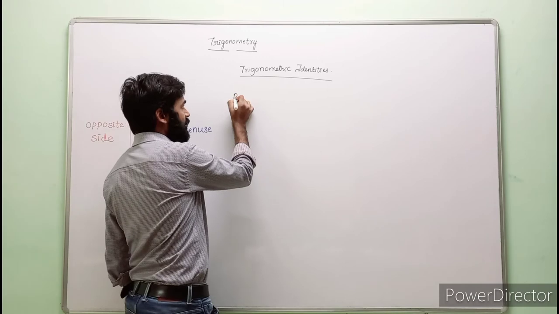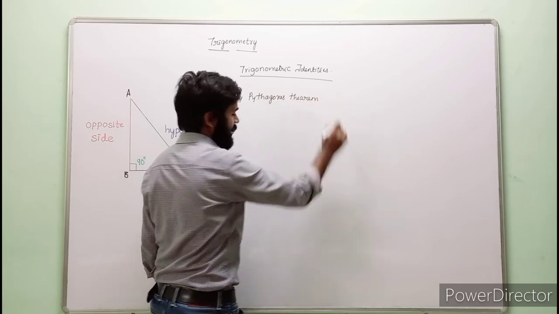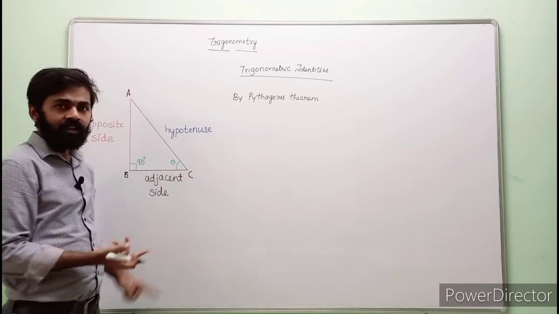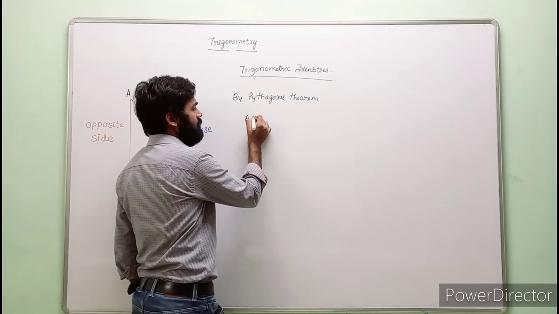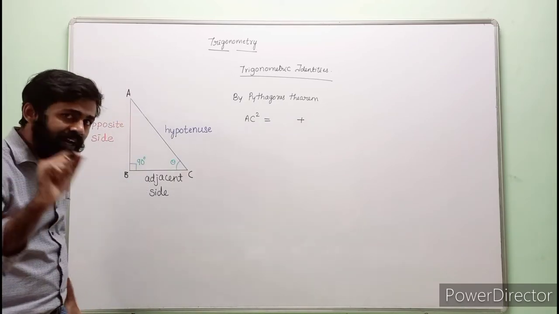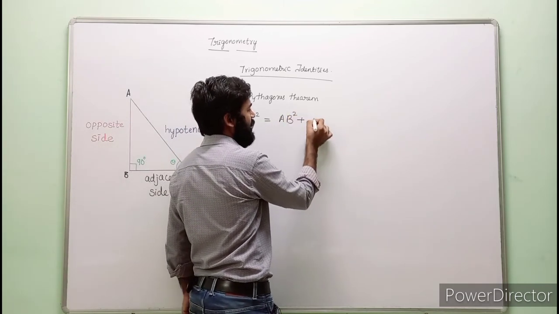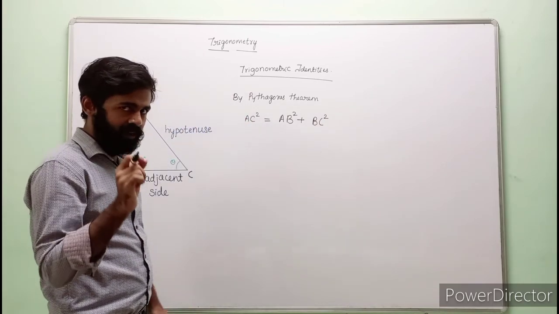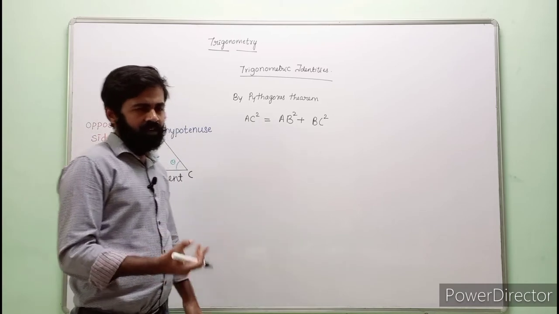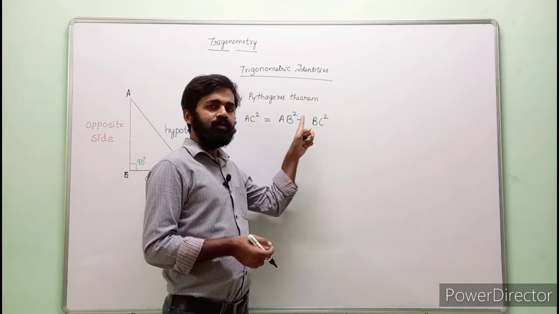Now by Pythagoras theorem. What does Pythagoras theorem say? The square of the hypotenuse, what is the hypotenuse here? AC. So the square of the hypotenuse, AC square, is equal to the sum of the squares of the other two sides, AB and BC. That is, AB square and BC square. The square of the hypotenuse is equal to the sum of squares of the other two sides in a right angled triangle. So according to Pythagoras theorem, we got AC square equals AB square plus BC square.